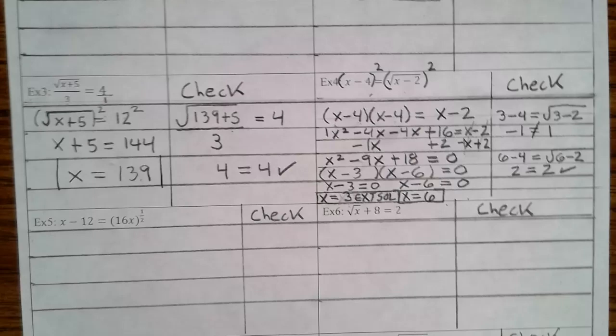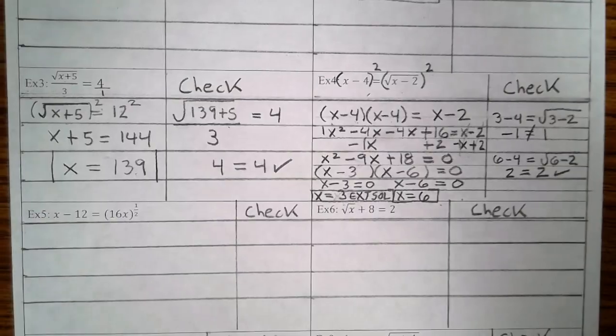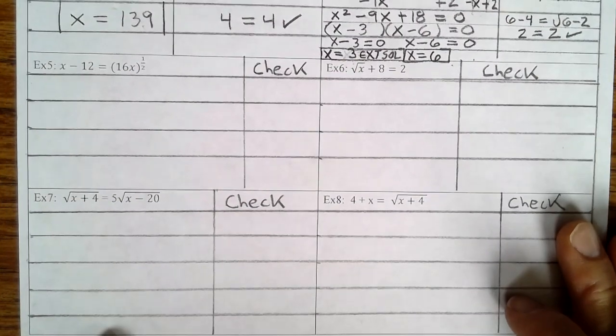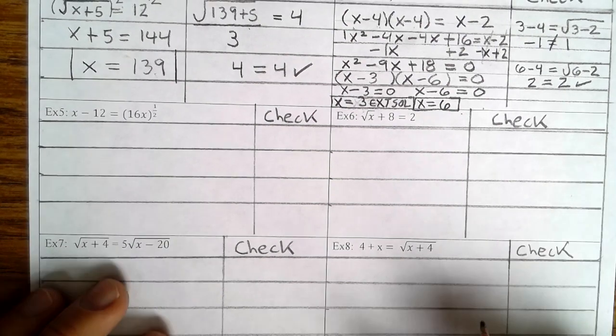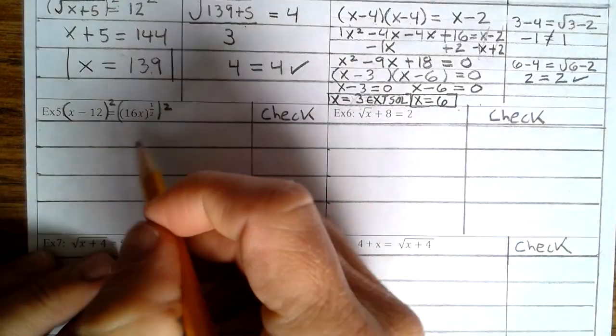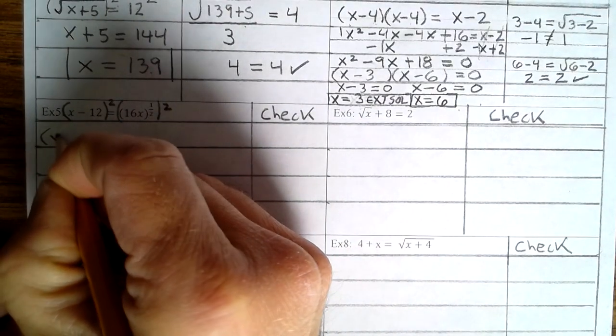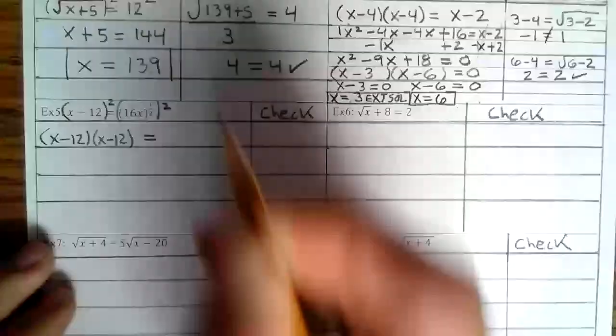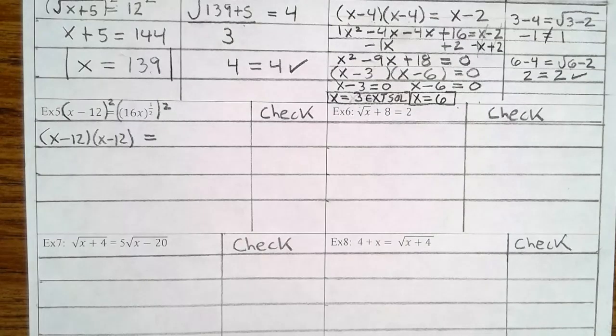All right, now let's take a look at example 5. Okay, so we need to square both sides. Okay, now x minus 12 squared is x minus 12 times x minus 12 equals, when you square here, you're multiplying 1 half times 2 is 1, so that's 16x to the first power, which is just 16x. And let's add another line here just in case.